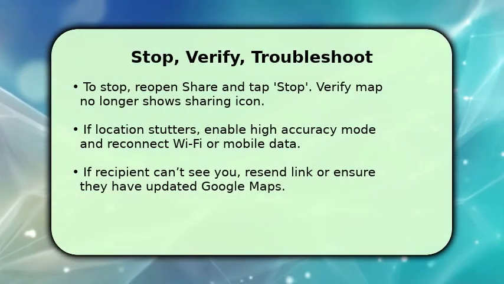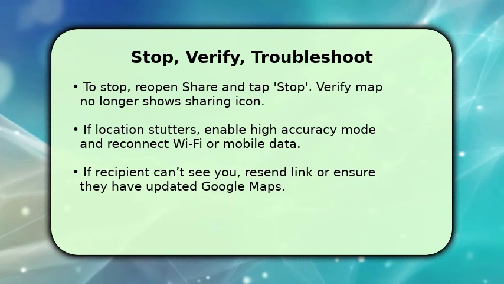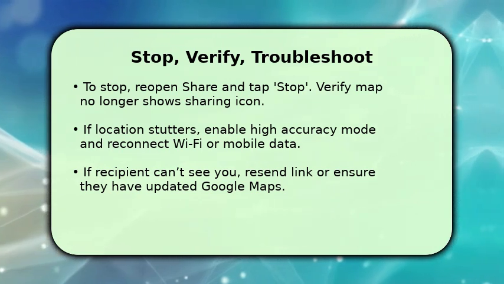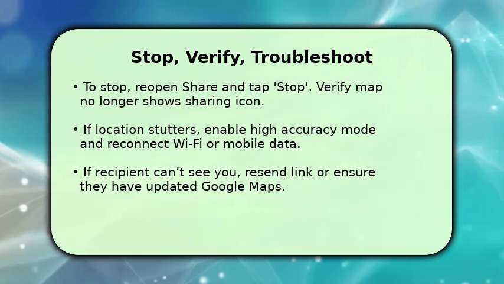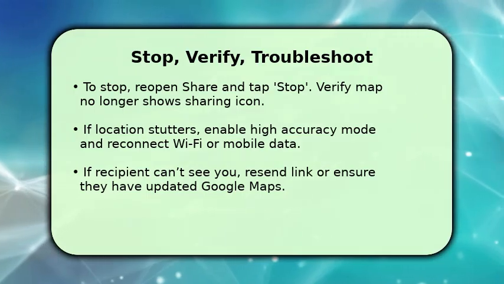Finish by stopping sharing when you're done. Open Share and tap Stop, then verify the sharing icon is gone. If the location jumps or delays, switch to high-accuracy GPS and device settings and confirm data or Wi-Fi is stable.